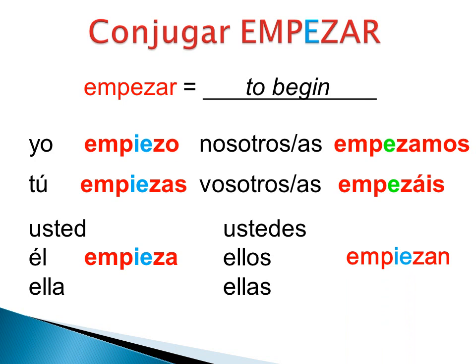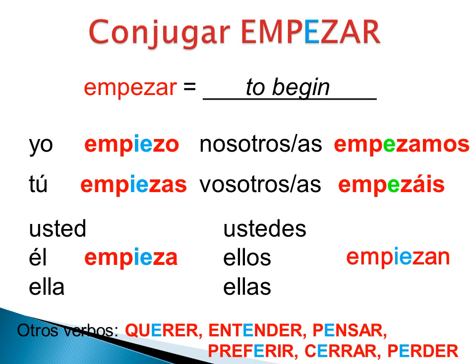So once again, you're going to notice that change occurred in the yo, tú, él, usted, ustedes, ellos, and ellas forms, but did not change in the nosotros and vosotros forms. So once again, we only changed in those 4 conjugations. Other verbs that follow the same pattern of E to IE stem changers are querer, entender, pensar, preferir, cerrar, and perder. And in case you don't know those, it's to want, to understand, to think, to prefer, to close, and to lose.